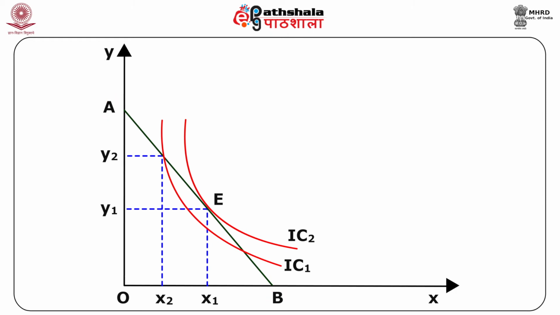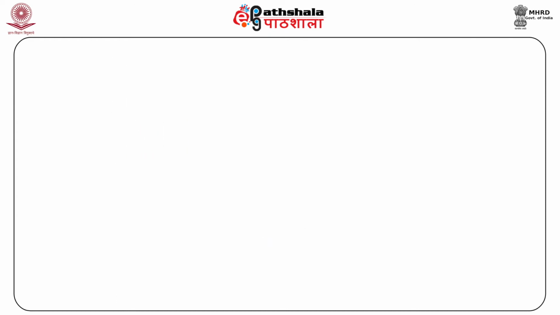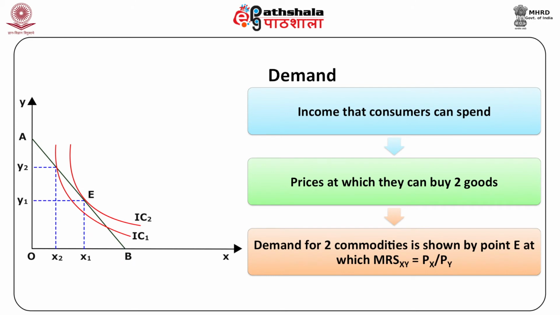Consumers can buy any combination of X and Y that lies on AB. Consumers will choose point E on indifference curve IC2. It lies on the highest indifference curve. When the constraint is depicted by AB, the line AB shows two constraints. First, the income that the consumer can spend, and second, prices at which they can buy the two goods. Therefore, we say that demand for two commodities is shown by point E, where MRS between X and Y is equal to Px upon Py.